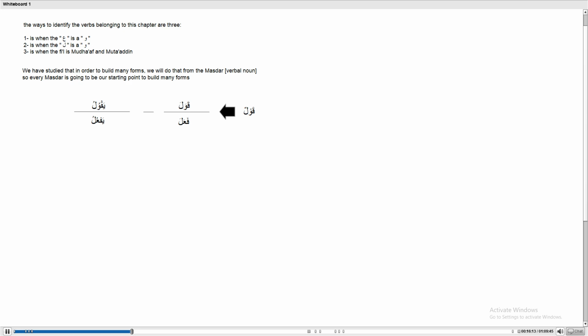Okay. Now, did we see how to change into the madi and the mudari'? Okay, now you should be able to notice the following. One, that in order to change from madi to mudari', what did we do?